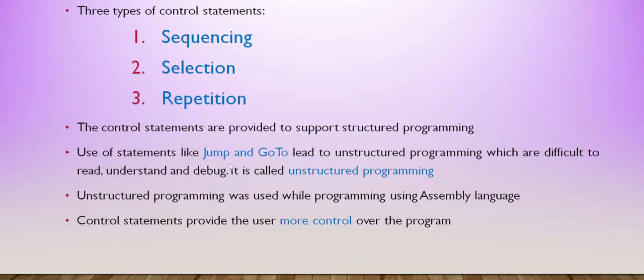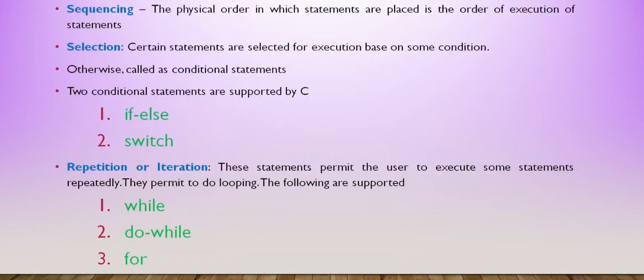You have other ways of controlling also, like jump and goto. That means you can go to any statement or jump to any statement. That was initially used in assembly language, and even now in assembly language you have to use jump statements. So you can go from one part of the program to any other part. In programming languages, it was supported initially using goto. Even the C language supports goto, but its use is discouraged. Control statements provide the user more control over the program.